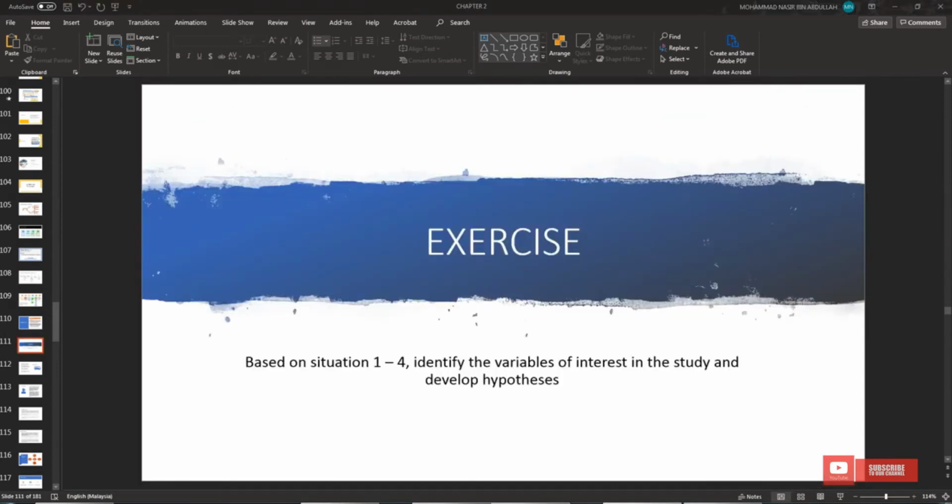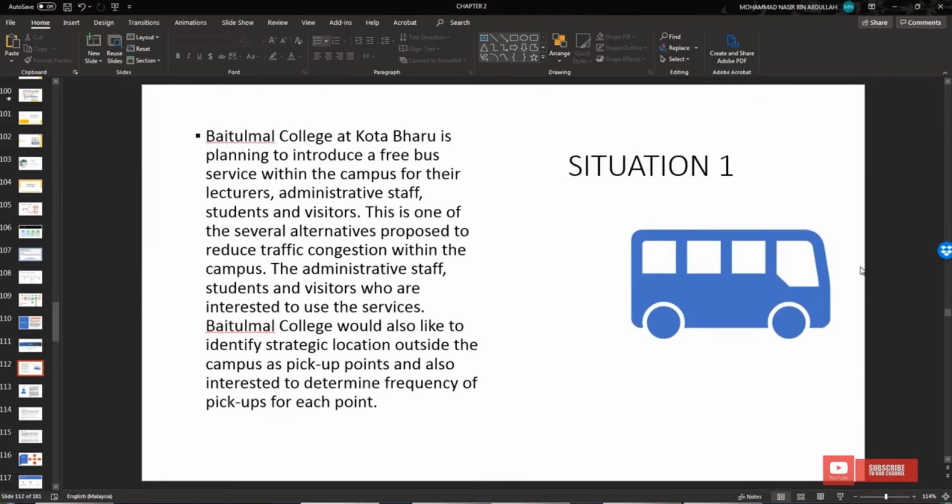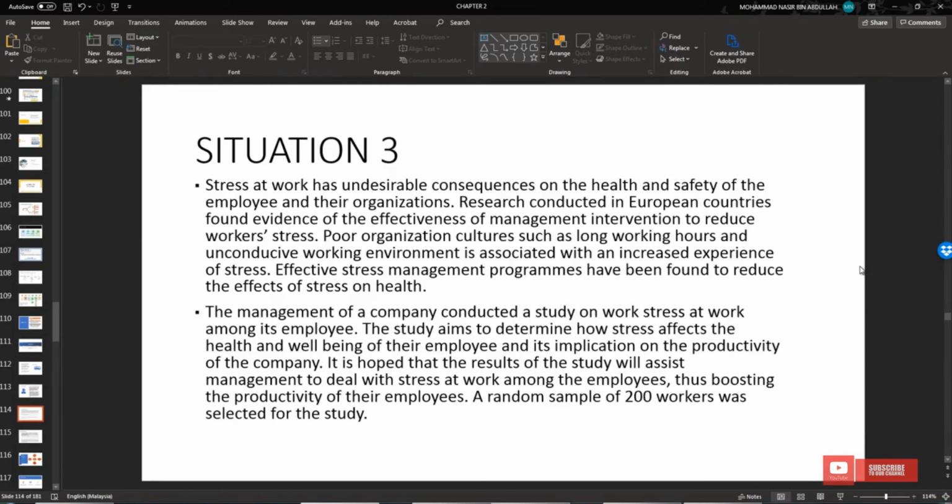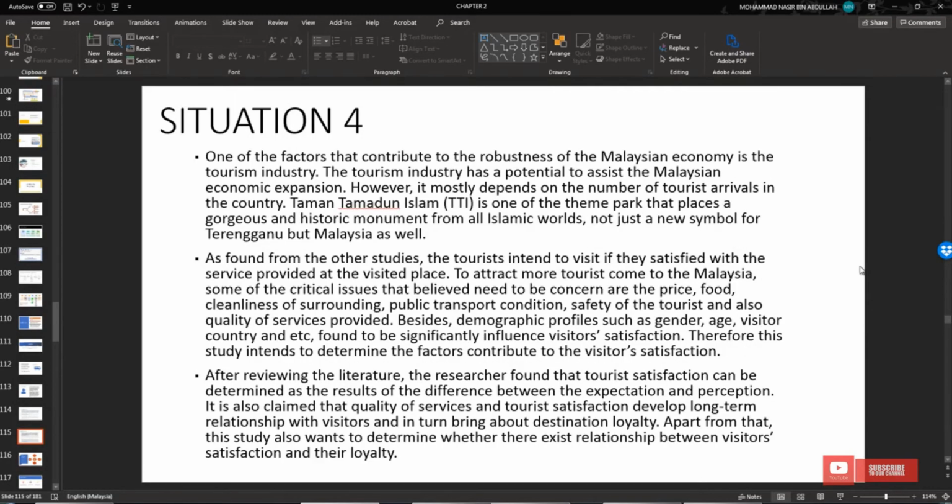So as for your exercise, remember situations number 1 until number 4 that I gave to you in the previous lecture. Please identify the variables of interest in the study and develop the hypothesis. So this is situation number 1. Now you can pause the video and write down the situation, right? And this is situation number 2. You can pause the video and write down the statement. This is situation number 3, and this is situation number 4.